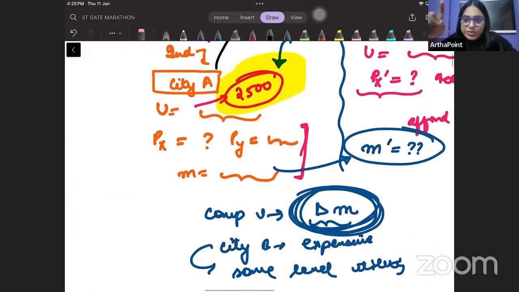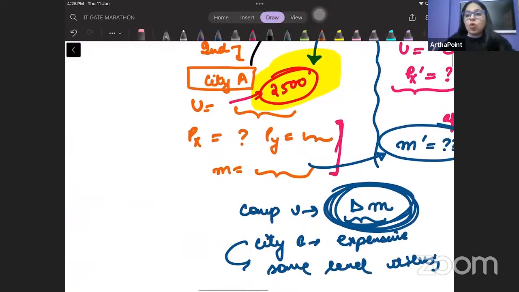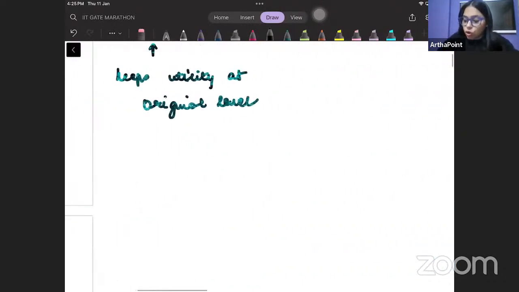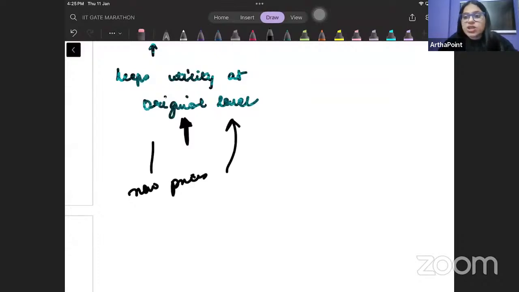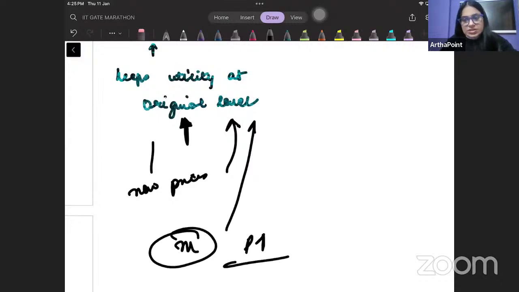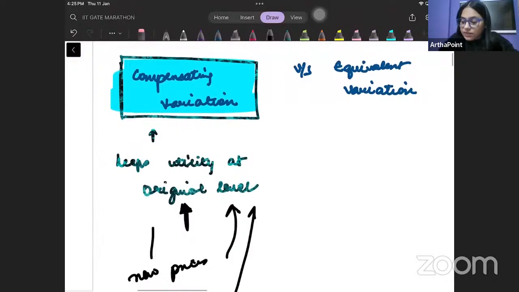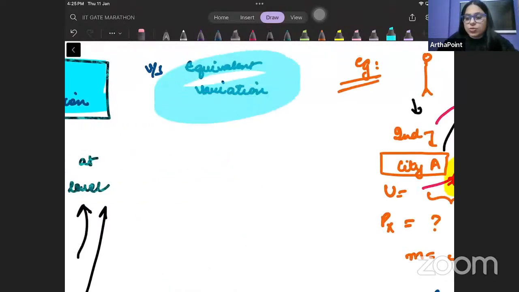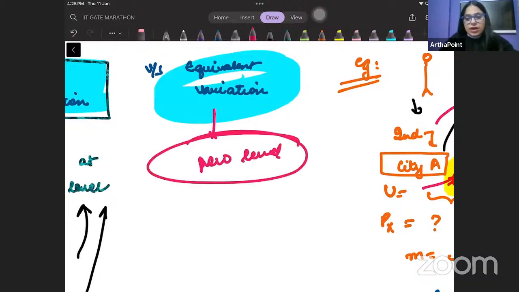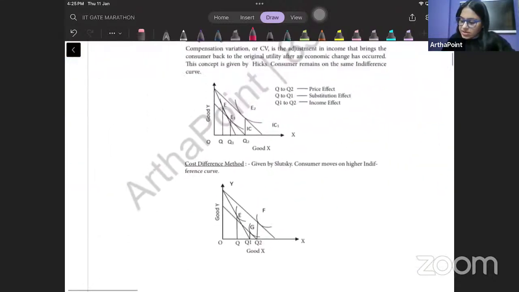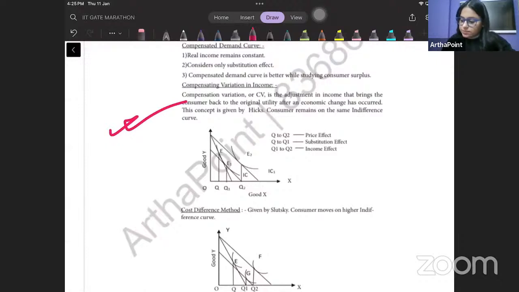So in compensating variation, you will hold utility at the original level, right? Even at new prices, you want him to get the old utility. So you will go ahead and give him more money when price will increase. In equivalent variation, you will hold utility at the new level. I hope this is clear to you. I have provided a numerical, please do that. So this concept, beta, it is explaining you compensating variation only.